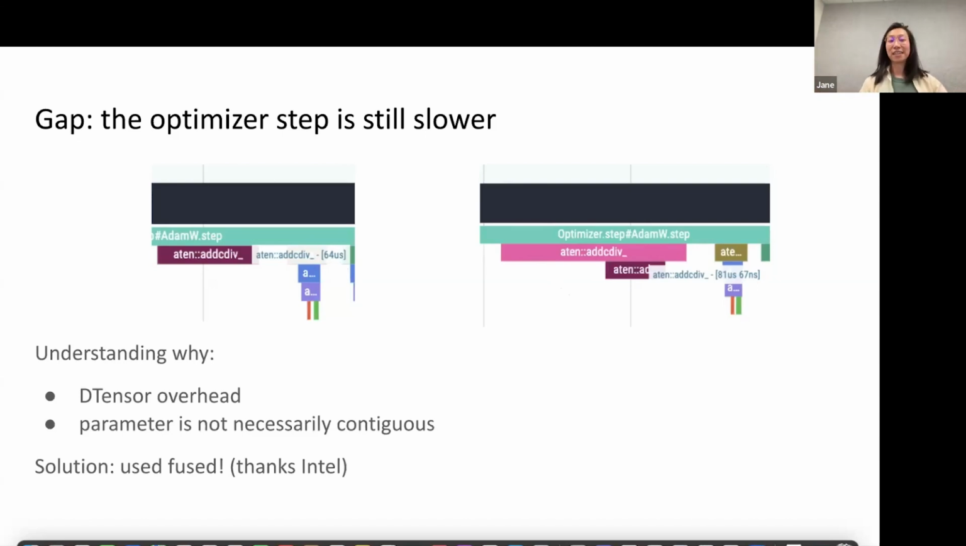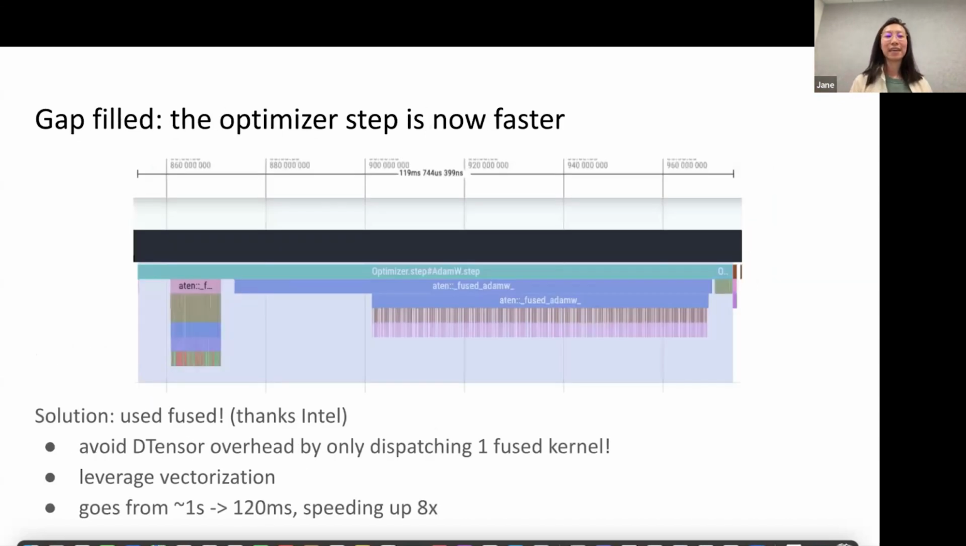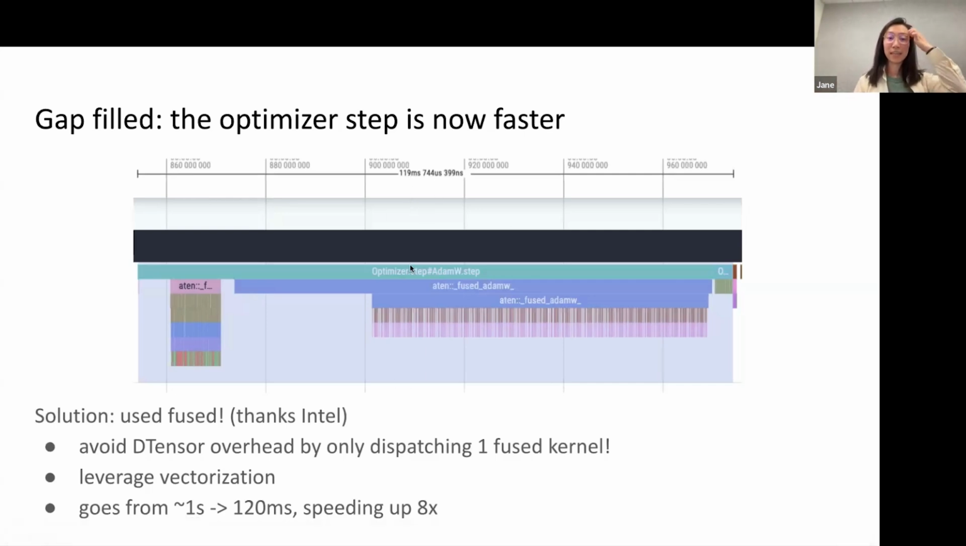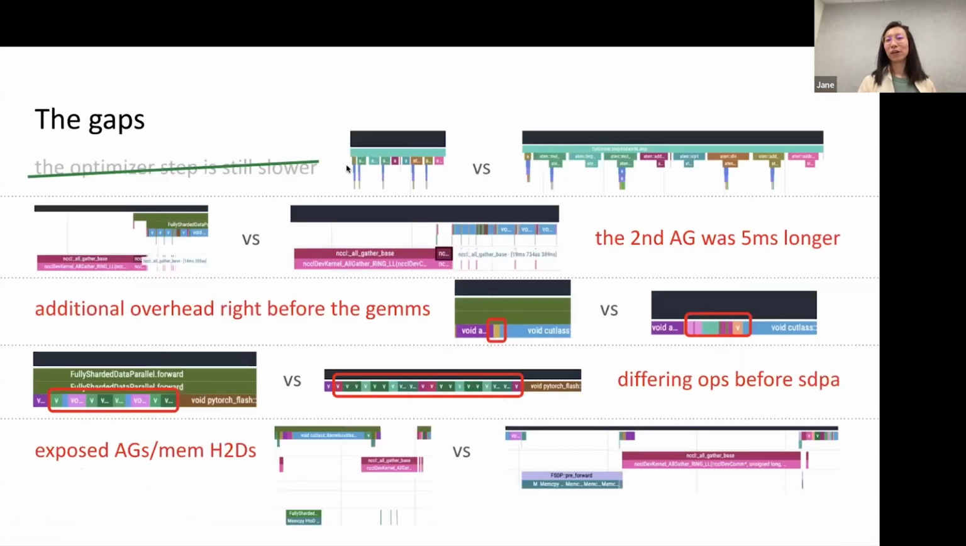So the solution here is actually really chill. We worked with Intel. We were like, hey, what if we just had a fused Adam? Like your optimizer step, but all happening in one kernel, so you can dispatch just once and get results. So this avoids all that overhead because there's just one kernel now versus 384 times however many ops there are. And it also leverages vectorization. So we go from about 1 second to 120 milliseconds, which is like an 8x speed up. So that's one gap that is now gone.